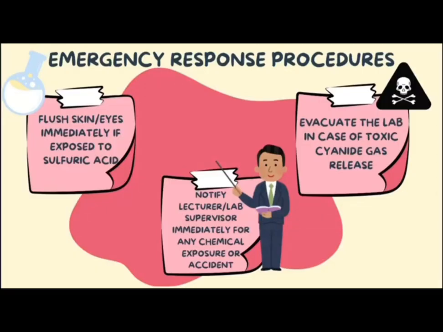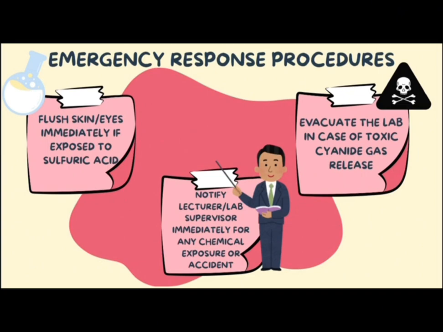Now I will present the emergency response plan for our experiment. The ERP is a set of immediate actions we follow in case of an accident or emergency to protect ourselves and others in the laboratory. So first, evacuate the lab in case of toxic cyanide gas release. If hydrogen cyanide gas is accidentally released, it can be very dangerous, so everyone must leave the lab immediately to avoid inhalation.